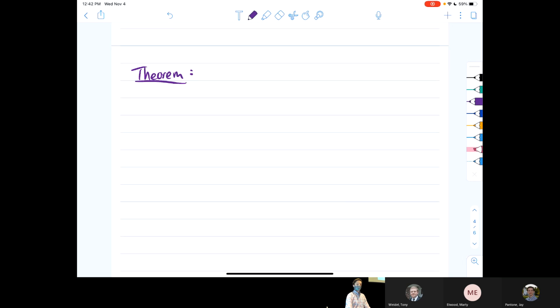Here's our last theorem, our last example, in the proof by contradiction section. And I mentioned this earlier. We're going to prove the square root of 2 is irrational.